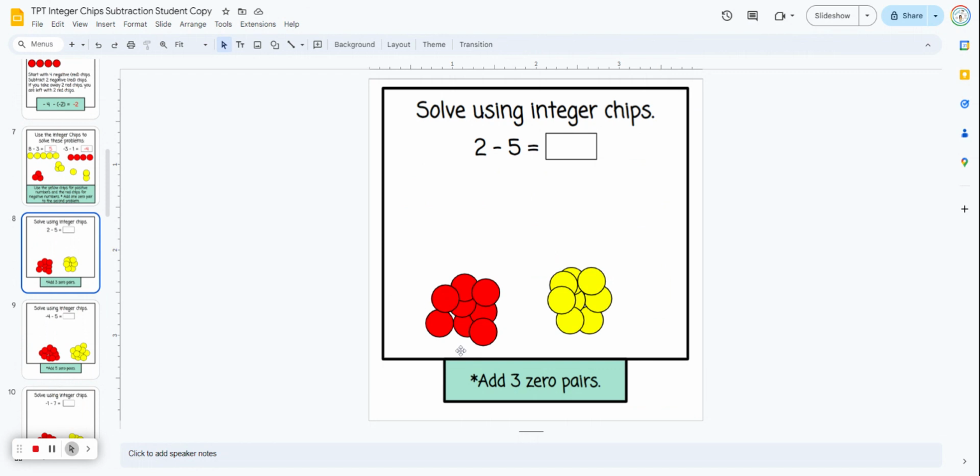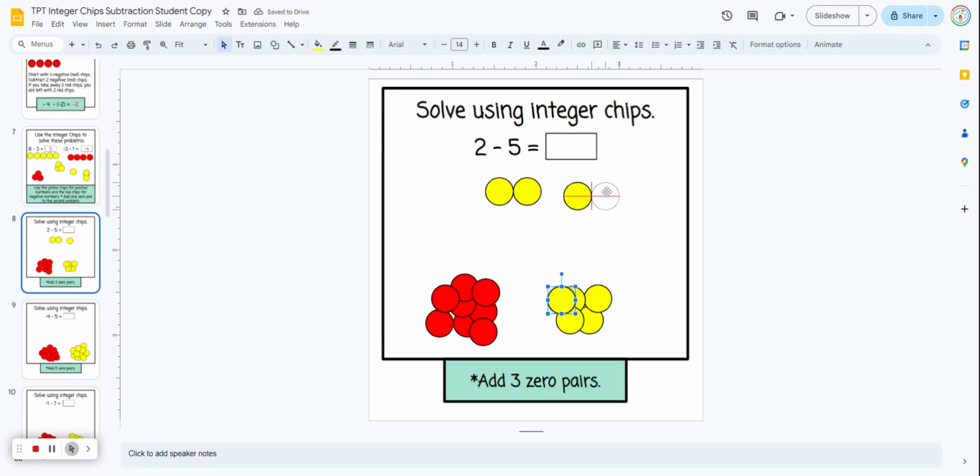Now they're going to do a few on their own. Now, several of these I've given the hint at the bottom how many zero pairs to add. Eventually they're going to have to figure that out on their own. So we'll give them a hint here at the beginning. They've got 2, so 2 positives. And we want to subtract 5. Well, I don't have 5 to subtract. I have 2 to subtract, so I'm going to add 3 zero pairs. That way I have 5 total to subtract.